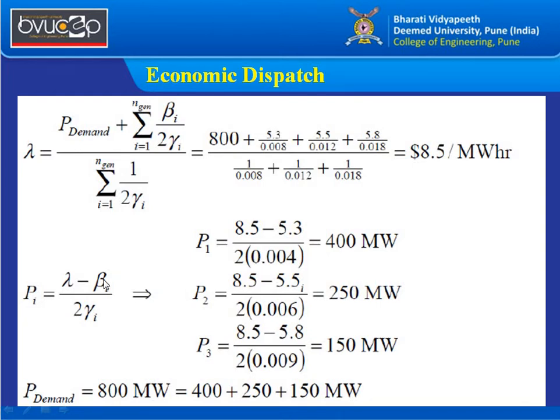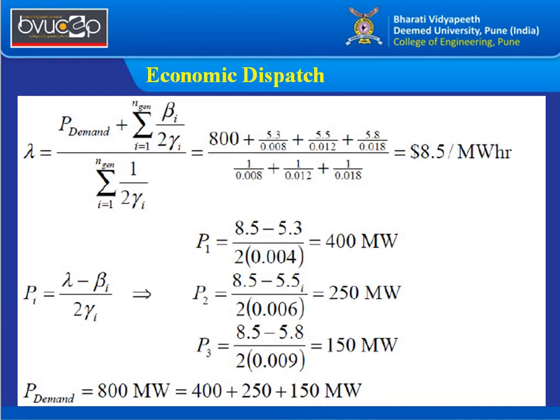So one by one we substitute lambda. Now we have 8.5 minus 5.3 divided by 2 into 0.004, and we get 400 megawatt. Similarly, for P2 with beta 5.5, when we substitute, we get 250 megawatt, and for P3 with beta 5.8, when we substitute, we get 150 megawatt. Now when we take the summation of all three generators, P1, P2 and P3, it should come out to be 800 megawatt. Then we can say that it is completely balanced.